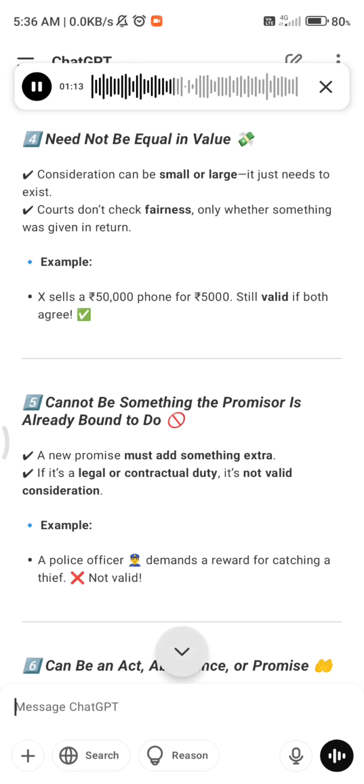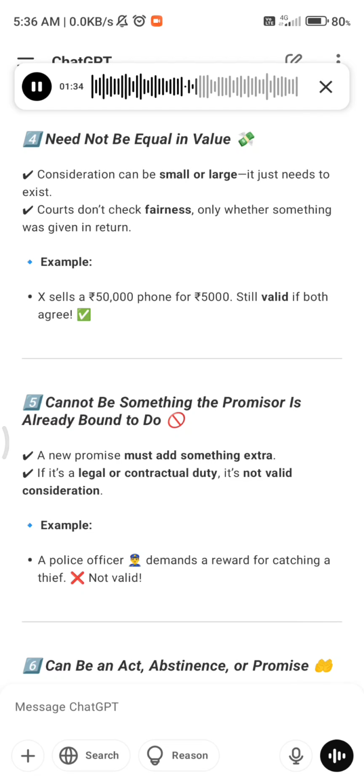4. Need not be equal in value. Consideration can be small or large. It just needs to exist. Courts don't check fairness, only whether something was given in return. Example: X sells a 50,000 phone for 5,000. Still valid if both agree.